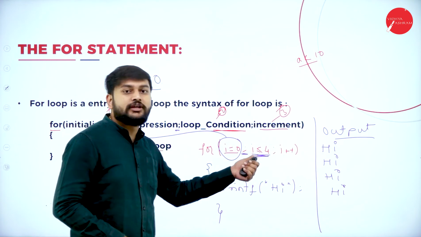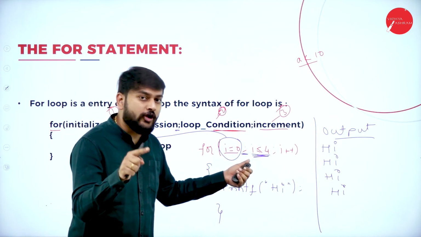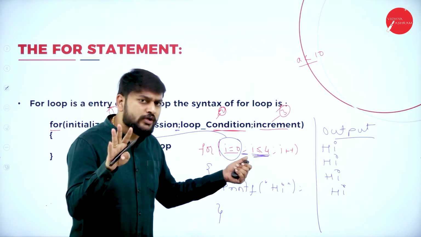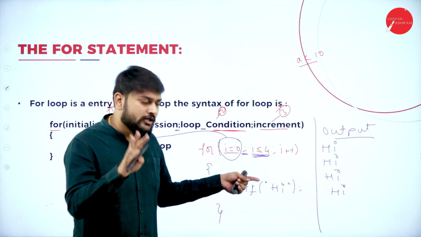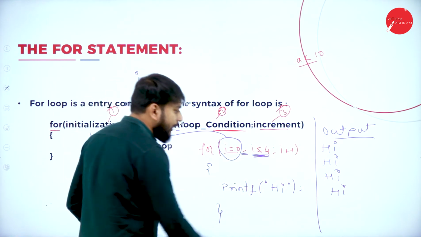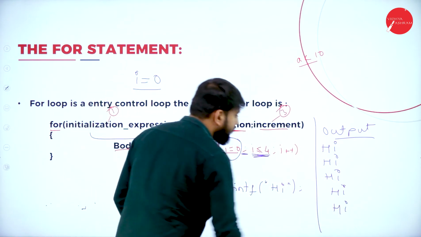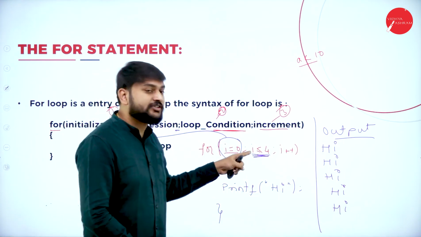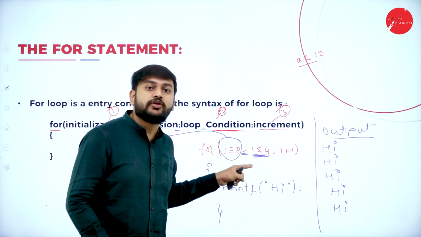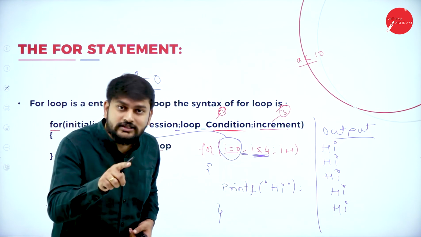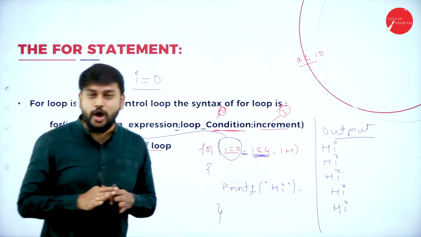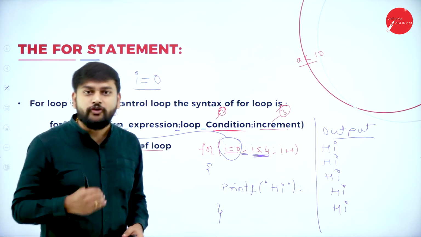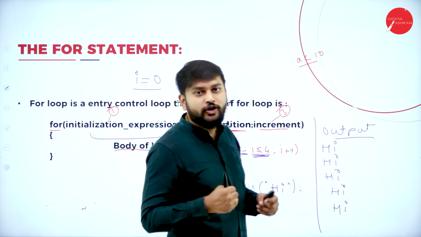Again, it will check the condition. So what is my condition? Please observe here: i is less than or equal to 4. Is it true? Yes, it is true, it is equal to 4. So the condition is true, and it will print hi again. Then after that, the i value will be incremented. Right now, the i value is 5. Again, it will check the condition: 5 is less than or equal to 4. The condition fails, so the looping will stop there. This is how the for loop is working.